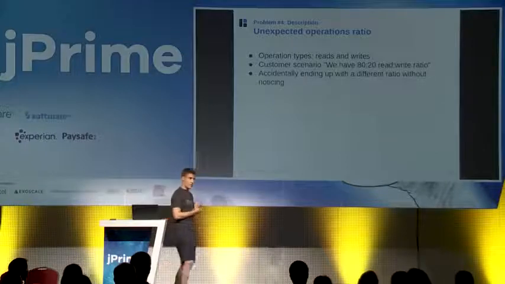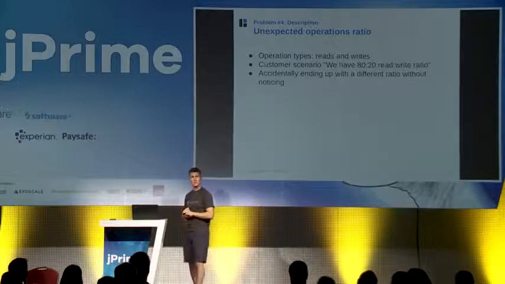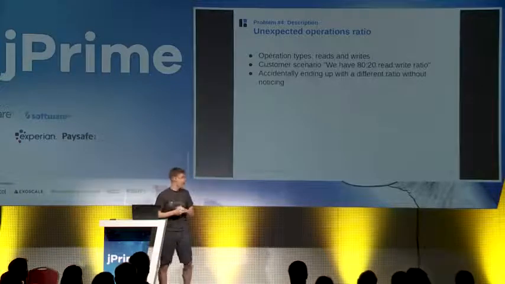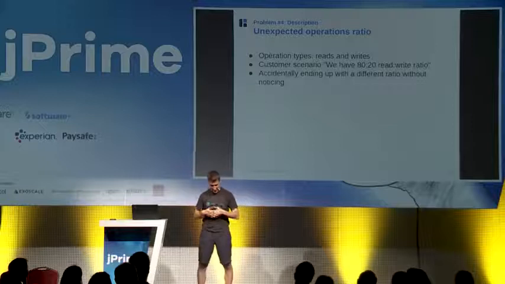Okay, problem number 4, an unexpected operations ratio. For this one, I have no good metaphor for my fiancée, so sorry.